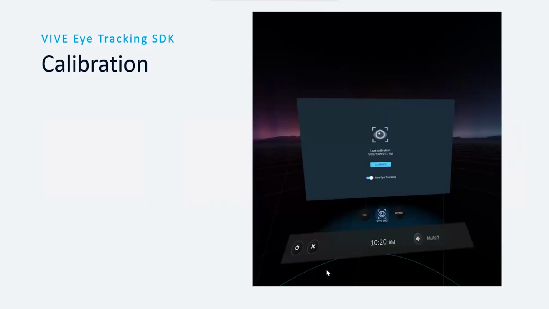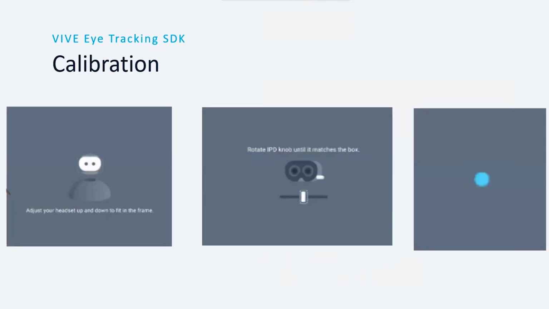Calibration. I'm considering doing this live as a live demo of calibration, but let me just go through the slides first. Once you install the runtime, it's integrated as part of your SteamVR dashboard. So you'll see that option to calibrate, and you pick that, you'll see the screen, and once you hit calibrate, you'll go through this process.